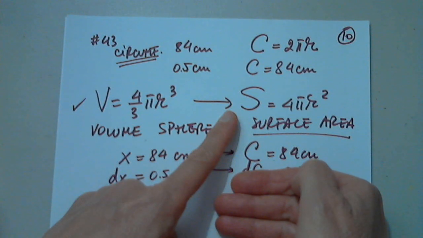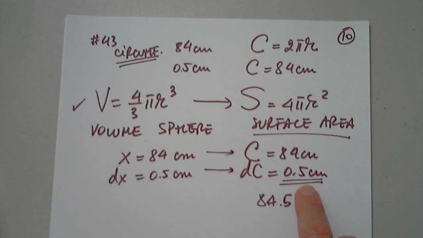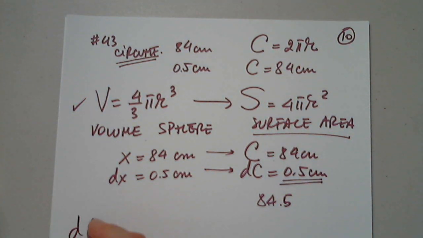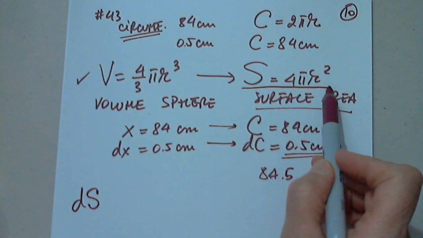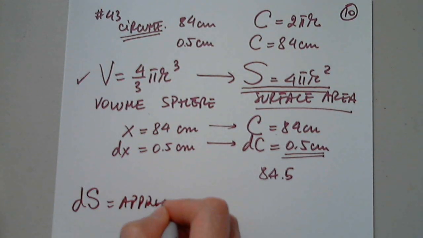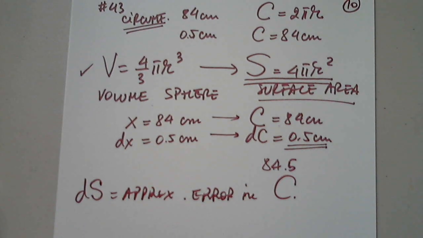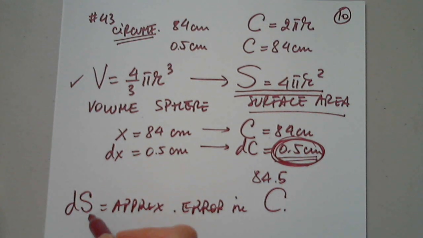I have to find r and plug it in, and I'm done. But there is a problem. And what is the problem? It is that the circumference has an error. They're asking us to determine the approximate error in the surface area. They're asking us to find ds. Can anyone for this function, first of all, give us ds? This is the approximate error in the circumference created by this. So we have to find it.